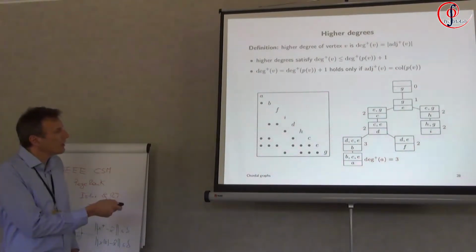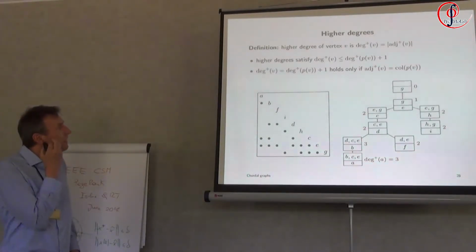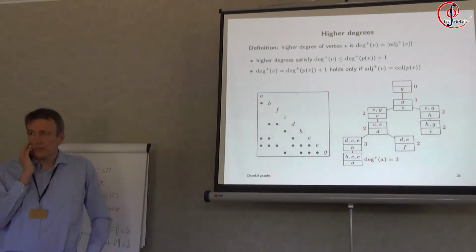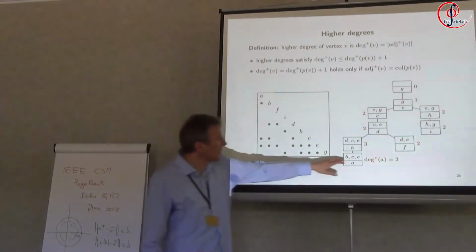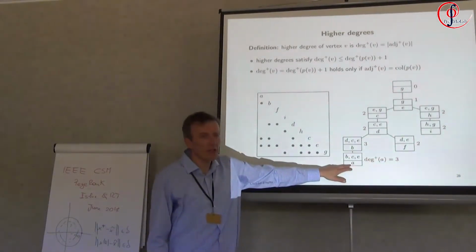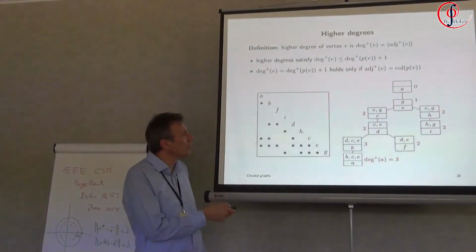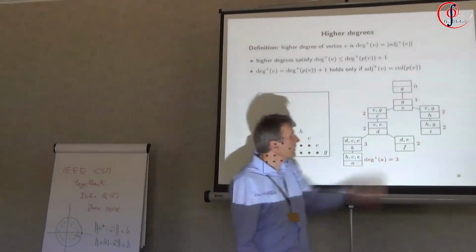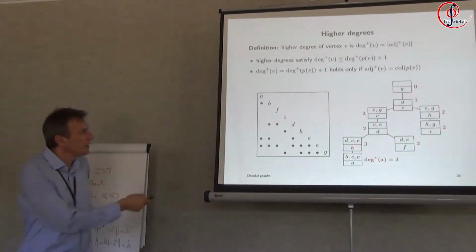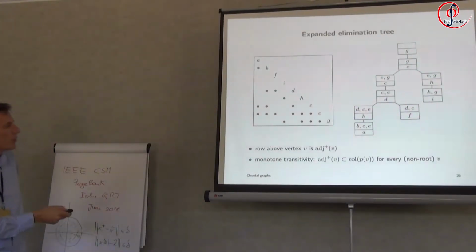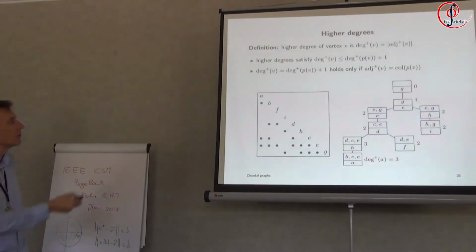If you compare the higher degree of a vertex and its parent, it cannot decrease by more than 1. It can be the same or it can be higher. The parent can have a higher degree than the child, but it can never decrease by more than 1. So here, for example, this and this have a difference of -1. Here you have a difference of -1, but you cannot have a bigger decrease than this. And that again follows from the property that this higher neighborhood is included in this set. So that gives you this inequality.